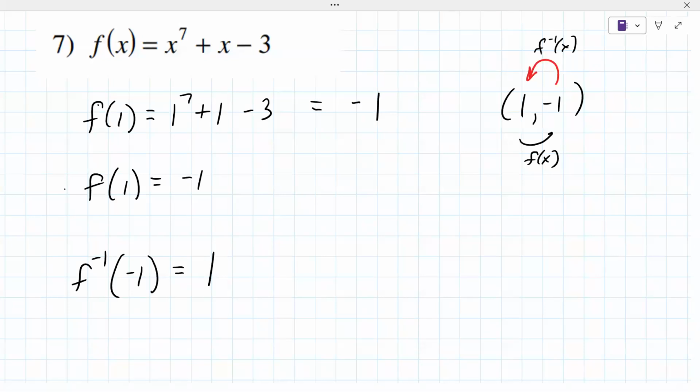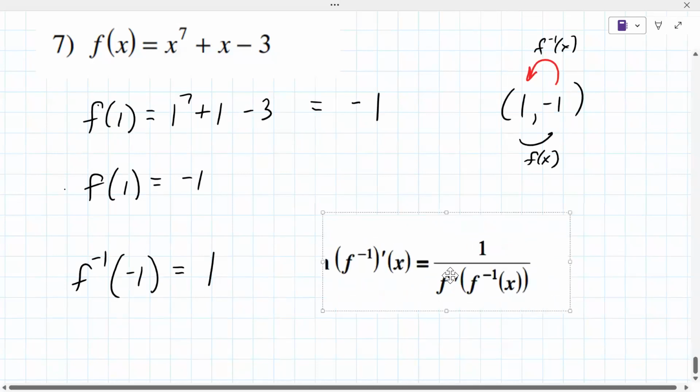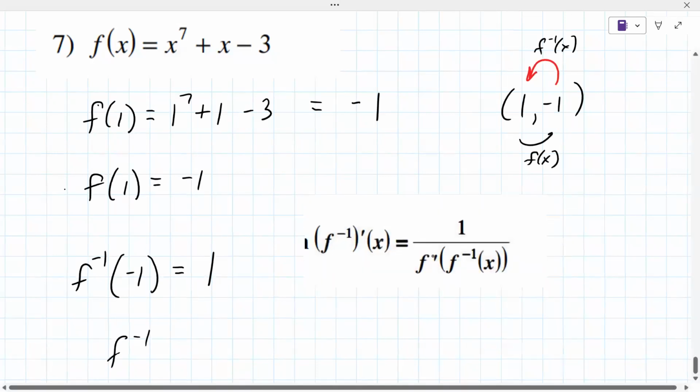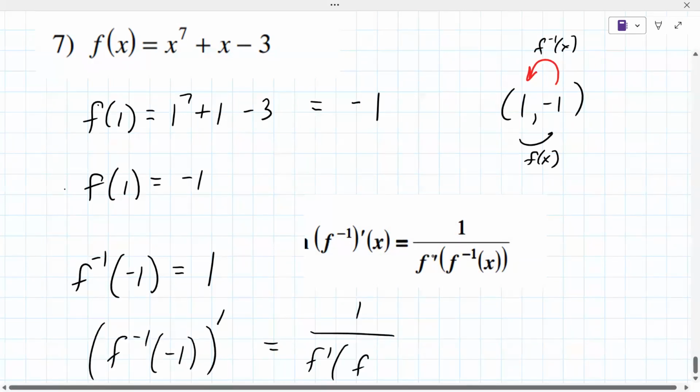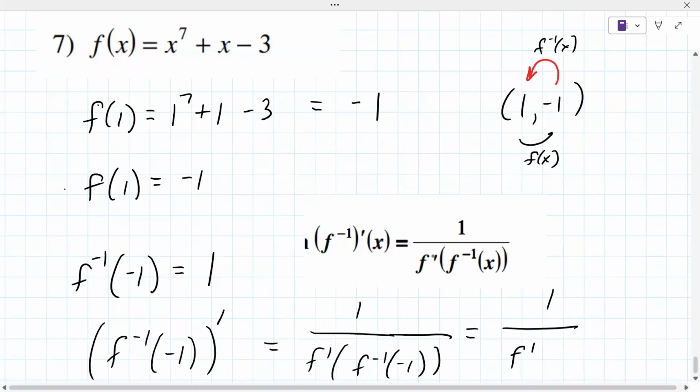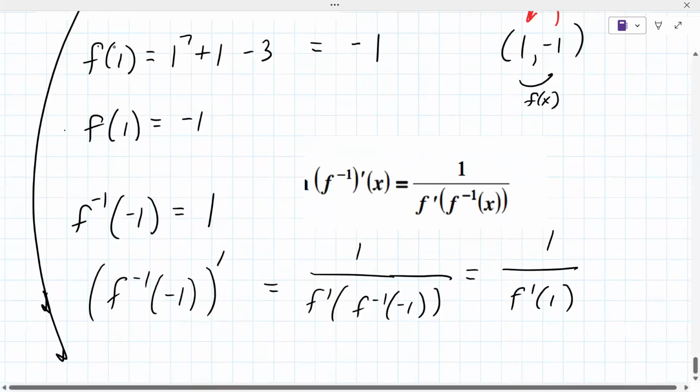So now when I put that formula up in front of you, the problem will ask you, find f inverse at negative 1 of x. You got that. So this really is 1 over f prime of f inverse of negative 1. And f inverse of negative 1, that inside part, is now 1. So now you have to find the derivative of the original function and evaluate it at 1.